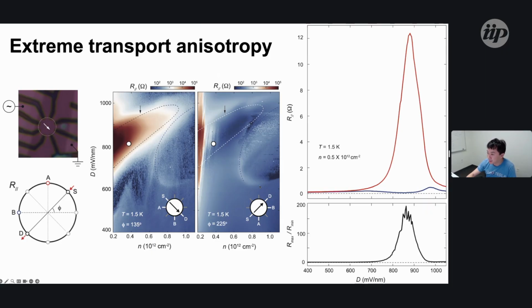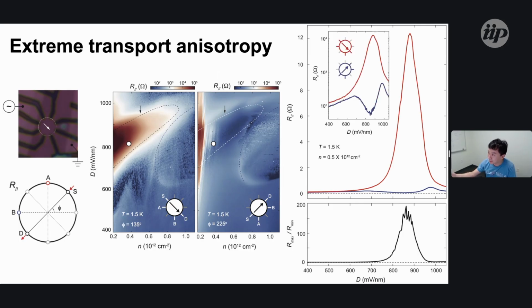The red curve is taken along the direction of maximum resistance, and the blue curve is taken along the direction of minimum resistance. You can see that there's a ratio of close to 200, and it's actually more clear if I plot it in log scale that in one direction is a resistance minimum, in the other direction is maximum. So we're looking at some kind of very large, prominent transport anisotropy. And also let me note that this is 1.5 Kelvin.